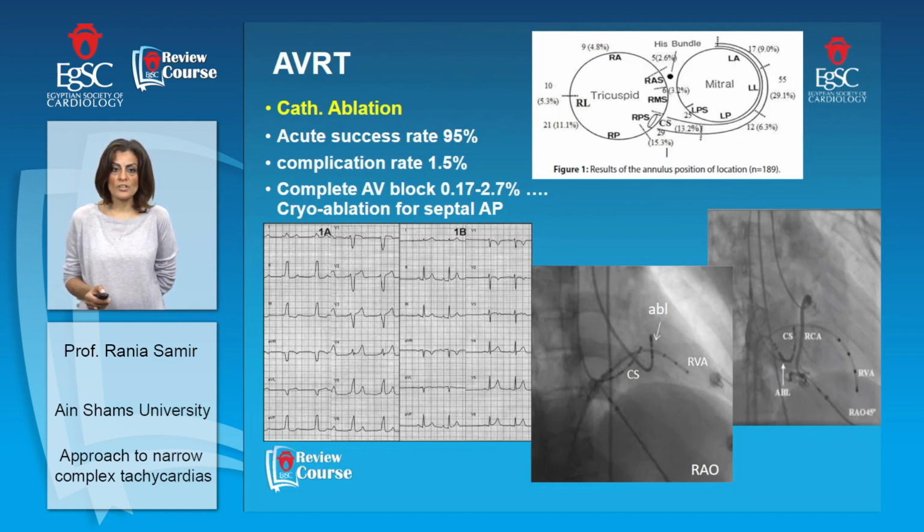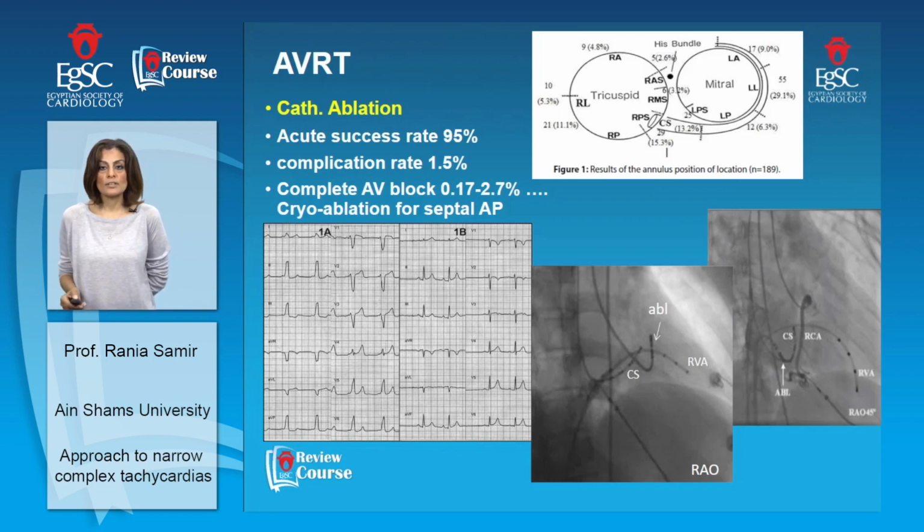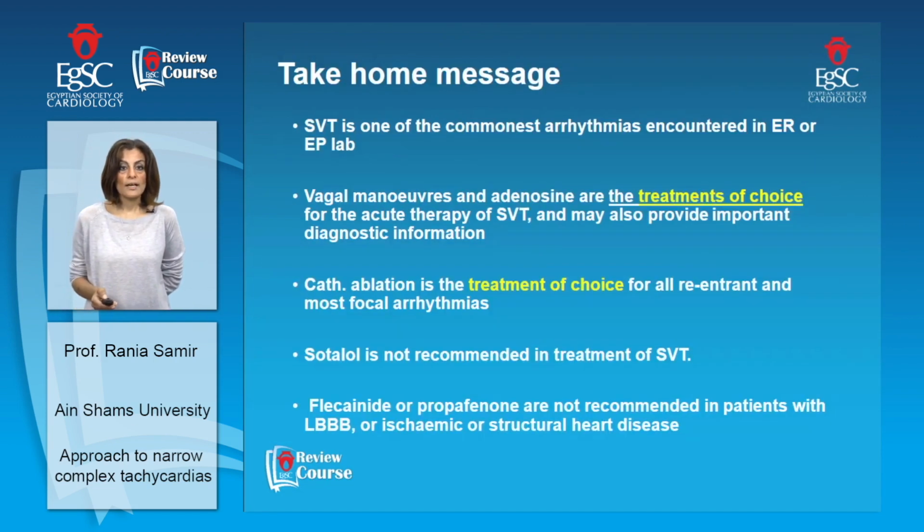It also has a very high success rate, reaching 95% with a very low complication rate, and you can ablate it conventionally from the right side if the accessory pathway is located around the tricuspid annulus, or from the left side through transseptal approach or retrograde approach if it's located around the mitral annulus.